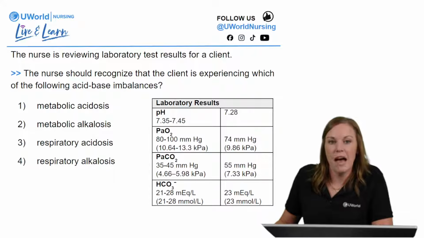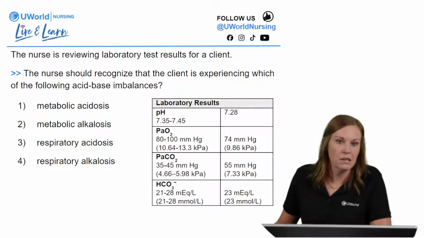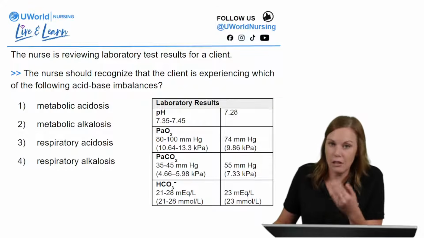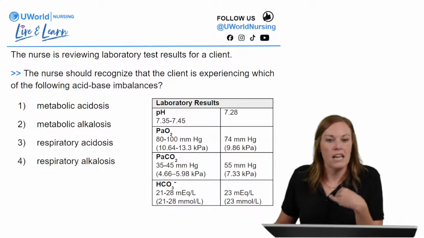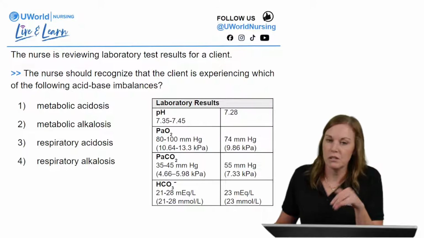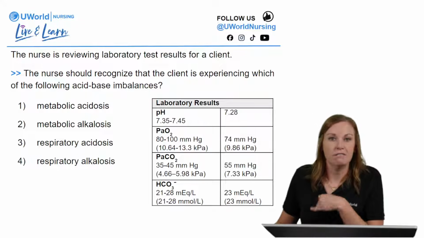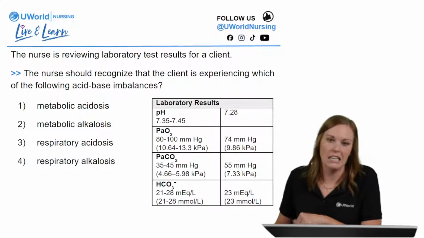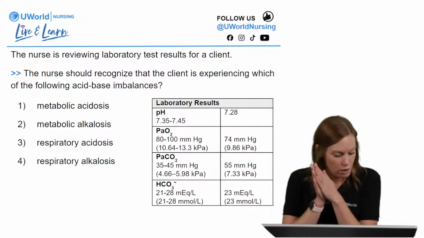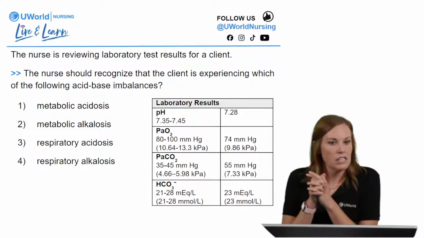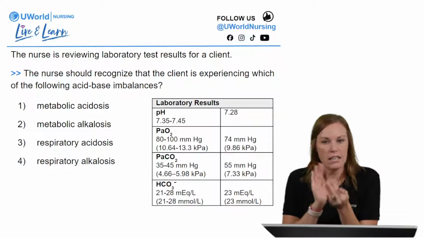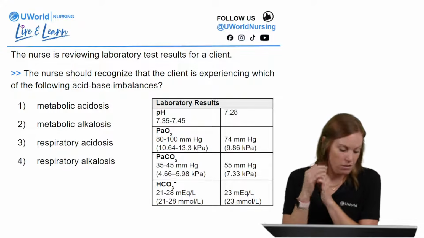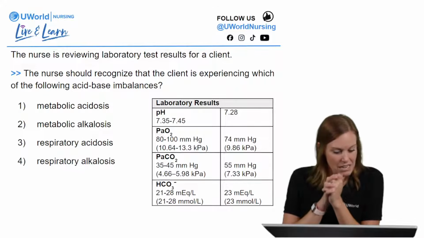Thinking back to that ROME example, we know that the issue here is probably respiratory. And then we have a bicarb that's normal. So we know that we have an uncompensated situation happening here. You guys tell me, drop your answers in the chat. What do you think the right answer is? Are we having respiratory acidosis, alkalosis, metabolic acidosis, alkalosis? Let's see what we got.